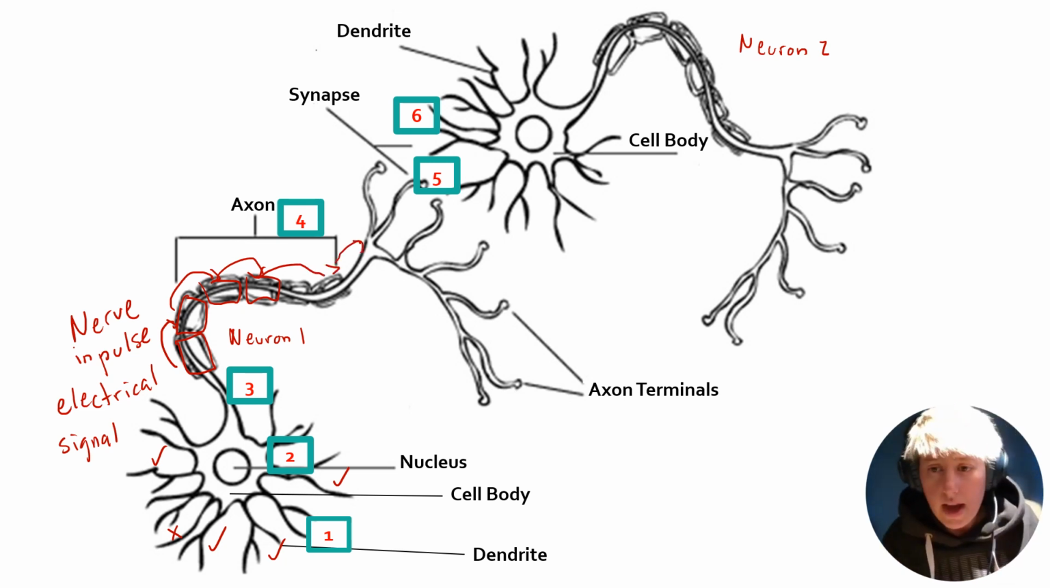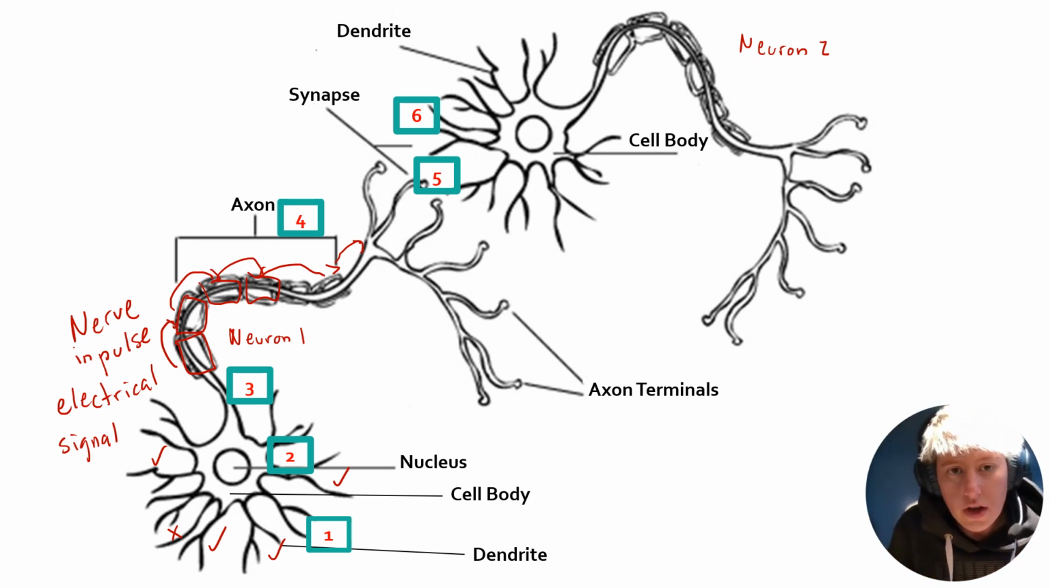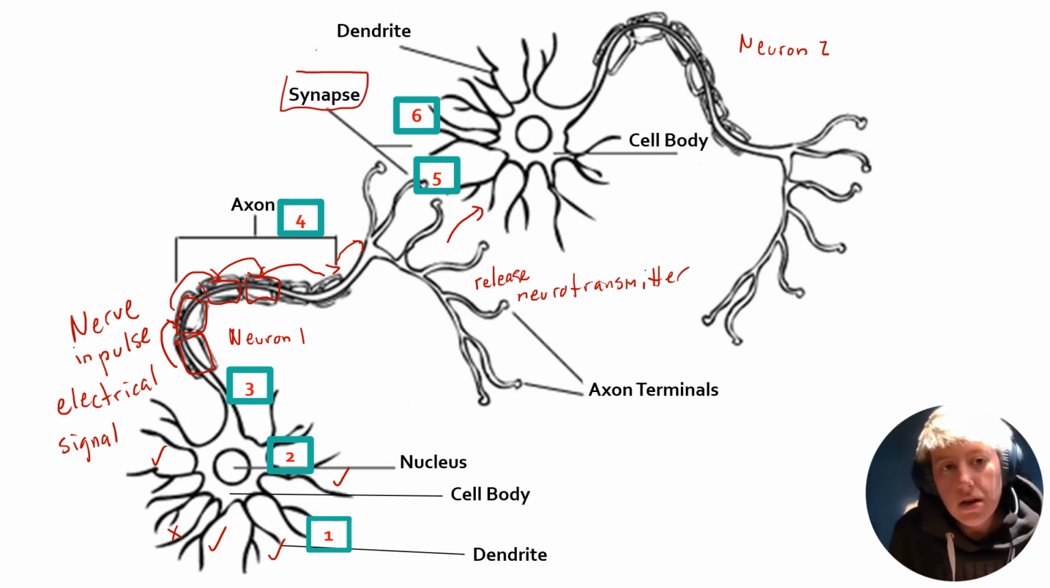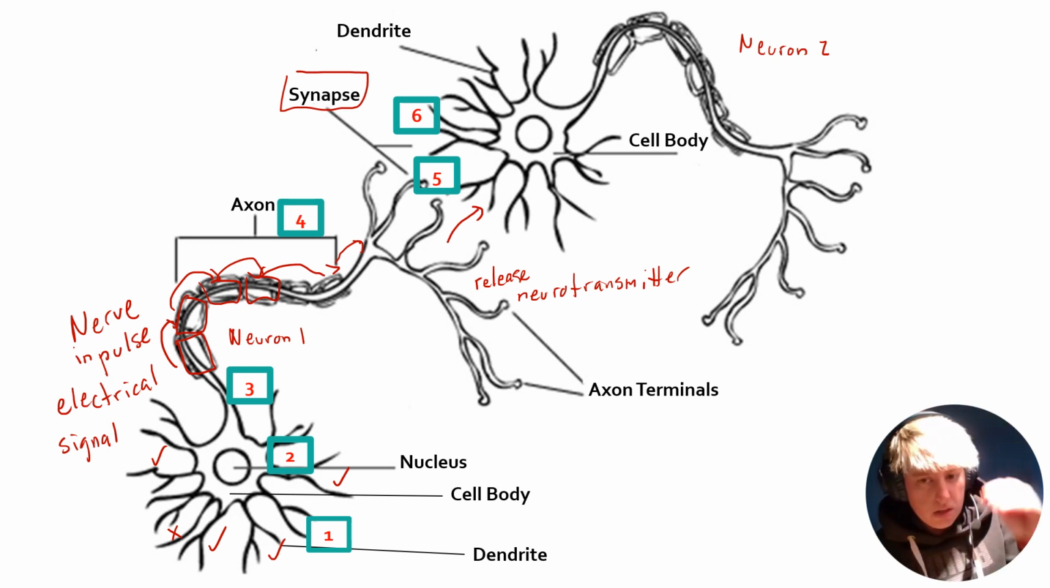So once it gets to the axon terminal, it triggers the axon terminal to release a neurotransmitter. So at the axon terminals, we have a release of a neurotransmitter. And the neurotransmitter travels from neuron 1 to the dendrites of neuron 2. And the space in between is called the synapse. It's a really, really small space.